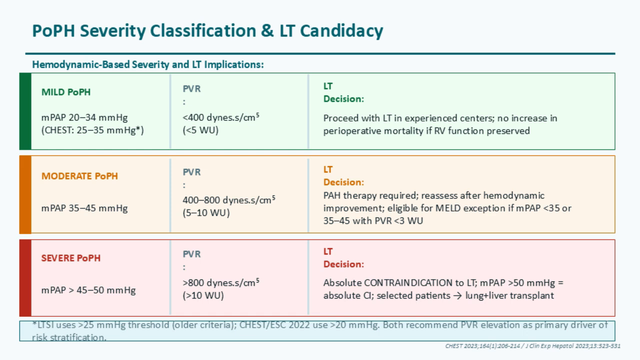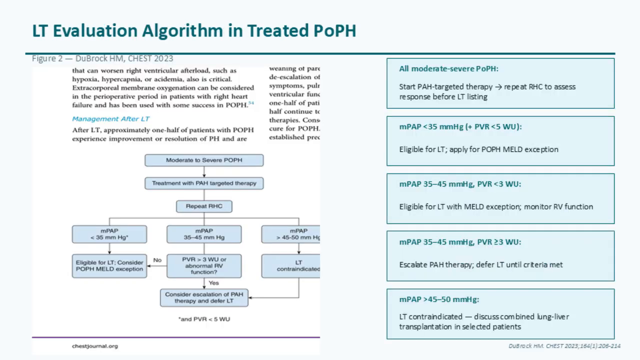An acceptable liver transplant candidate is someone who may well have started with severe PoPH, but crucially, following our targeted therapy, their MPAP has been successfully driven down to that 35 to 45 range. Their PVR is ideally falling towards or below 3 Wood units, and most importantly, their right ventricular function on echocardiography is robust. We know from extensive long-term data that these patients can tolerate the extreme hemodynamic swings of the transplant surgery.